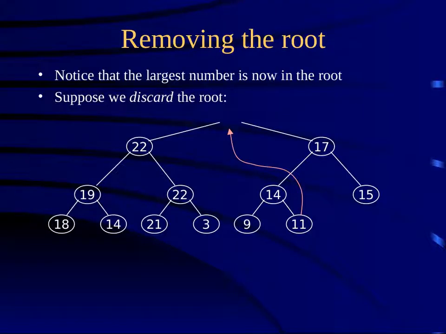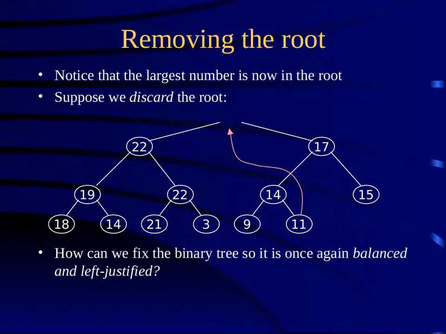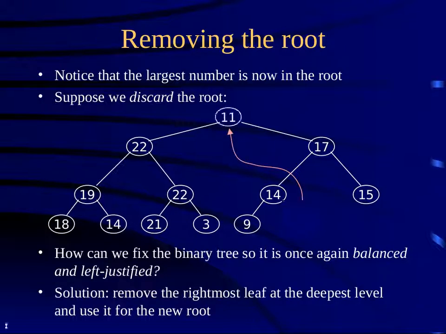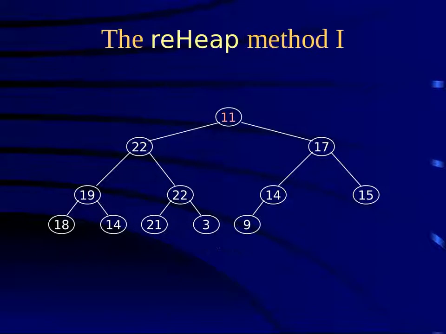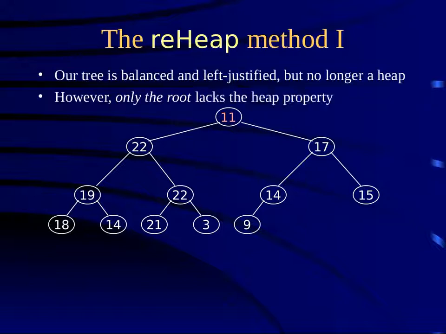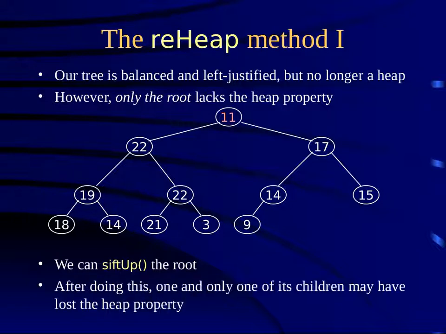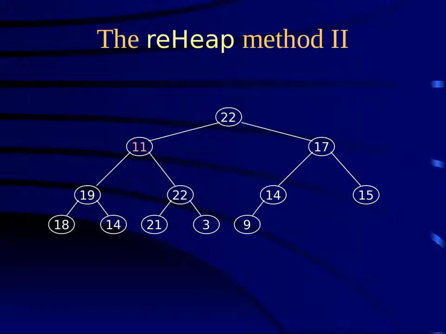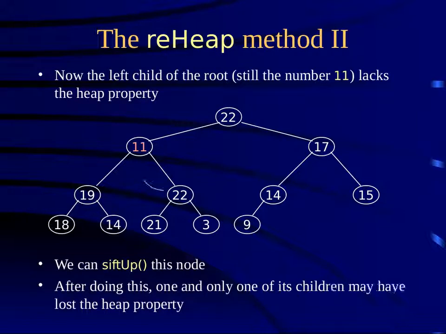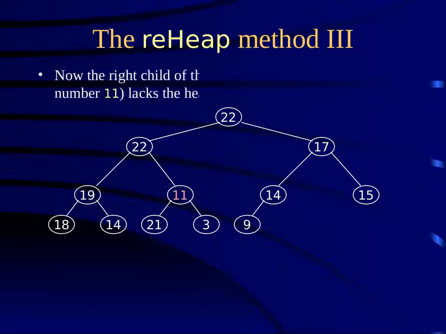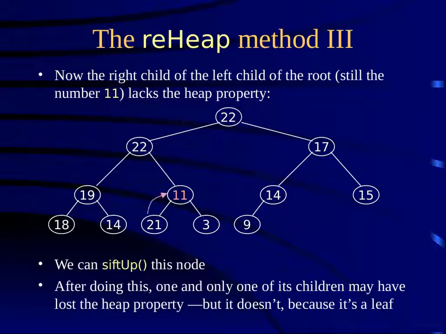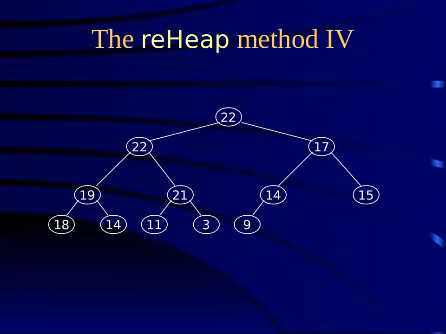All right, so suppose we discard the root. We've got to move the 11 up there so it stays balanced. Great, but now we have to sift down. Only the root lacks the heap property, so we sift down the root. The 22 is larger, so we swap that. Then the 22 again is larger, so we swap that. And then again, the 21 is larger, so we swap that, and we're done.